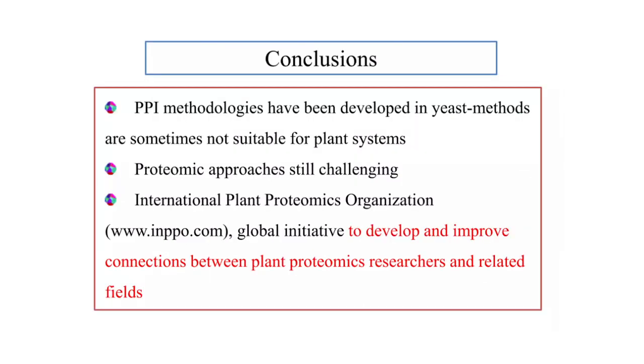So in conclusion, the protein-protein interaction methodologies that have been developed in yeast are not suitable for all plant systems. You have other techniques like co-immunoprecipitation and affinity chromatography, and there are different databases. Also, you have the International Plant Proteomics Organization, a global initiative to develop and improve connections between plant proteomic researchers and related fields. You understand that proteomic approaches are still challenging, and the therapeutic approaches to these protein-protein interactions have been a very hot topic for researchers.